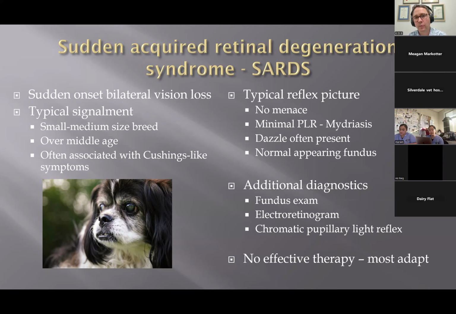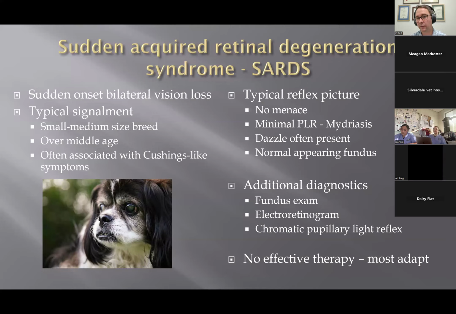They usually have a pretty typical reflex profile, so they'll have no menace response, no blinking to a menacing gesture. They'll often retain some sort of pupillary light reflex though, but they'll typically have really big wide pupils. But when you hit them with a high intensity light, often the pupils will move. And as part of that, they'll often have the dazzle reflex preserved, presumably because the cells which mediate the dazzle reflex actually aren't the primary ones which are damaged during a SARDS event, which are the photoreceptors.